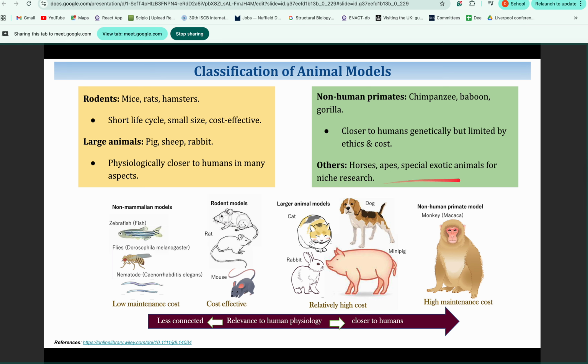And others are the horses, apes, or special exotic animals for niche research. So we want to perform niche level research where we are seeing what is the habitat where they live, and whether they are social animals. So that is niche research. We can use the exotic animals.